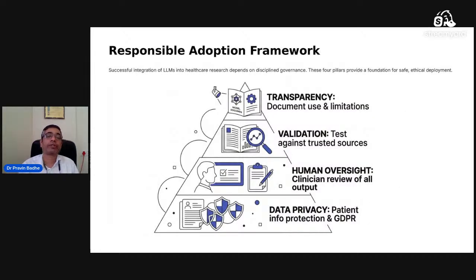Now, when you are adopting this framework, you need to understand that when LLMs are used in healthcare research, it is completely dependent on the discipline of governance. There are four pillars which you need to keep in mind: transparency, documentation, use, and limitation. So when you are using the documents, there should be transparency that articles which have been peer reviewed are being utilized to create something.